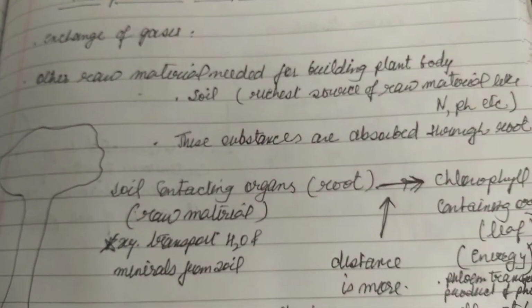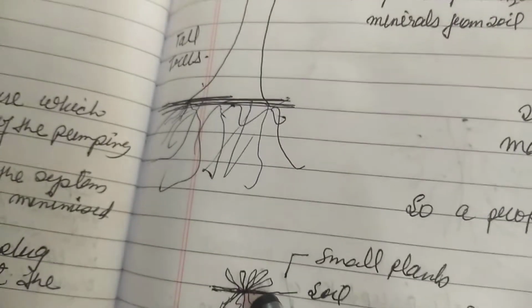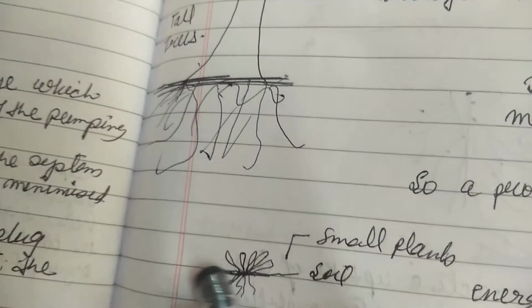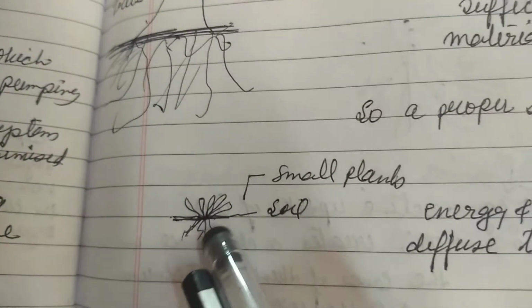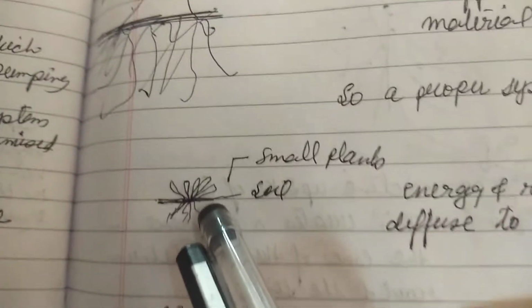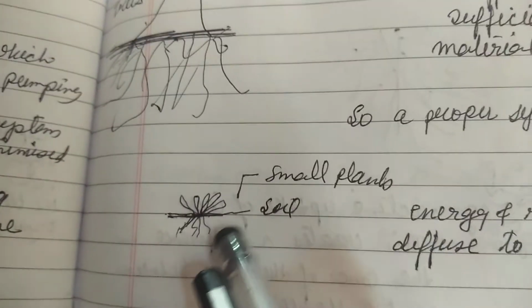Right? So, if the plant is small and attached to the soil, the distance between the root and the other part of the plant is hardly any. The other part of the plant is also just attached to the soil only. So in such cases there is no need of a transport system. Through simple diffusion, things can be transported to all parts of the plant. So a proper transportation system is not required.